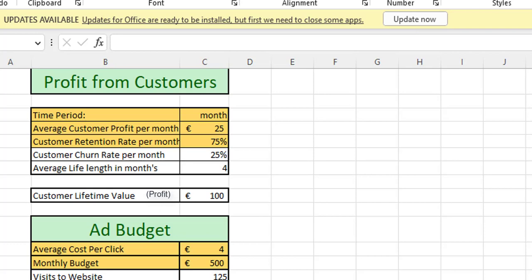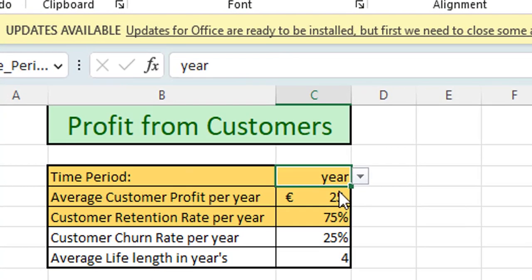So I've just created a very simple sort of Excel spreadsheet that we can use. So the first thing we need to look at is what way makes more sense in terms of looking at your customers. So I've got a few drop downs here. So you might look at them yearly. So how much is it worth to you on a yearly basis? And you're thinking, oh, well, I can't calculate yearly. So you could go monthly if that makes more sense.